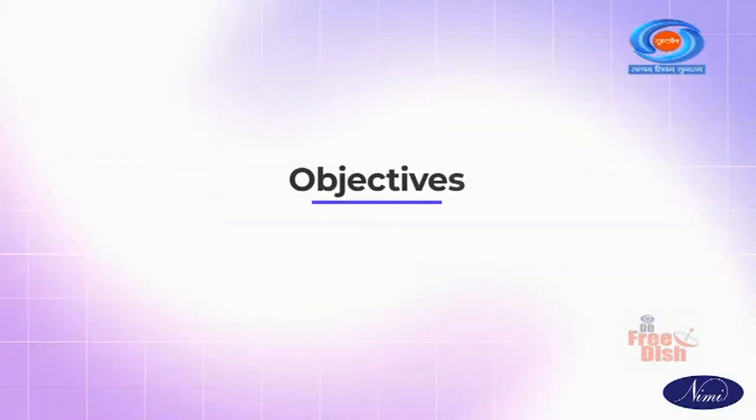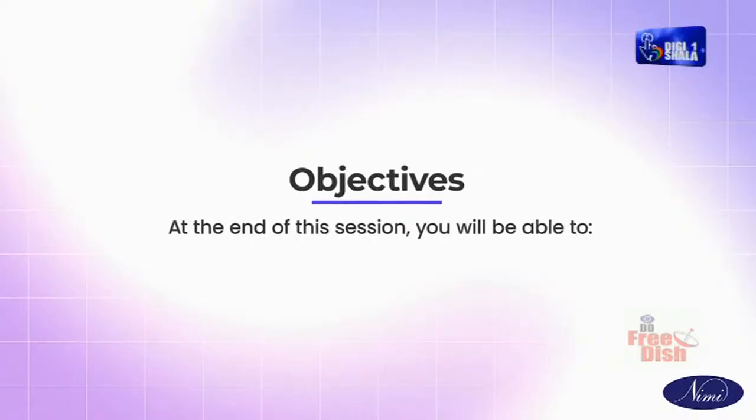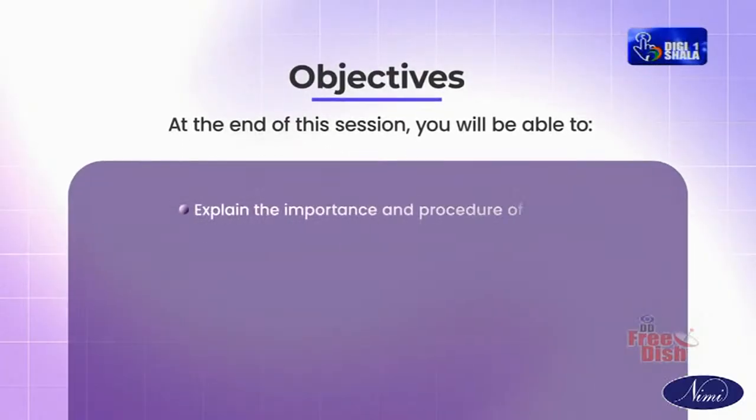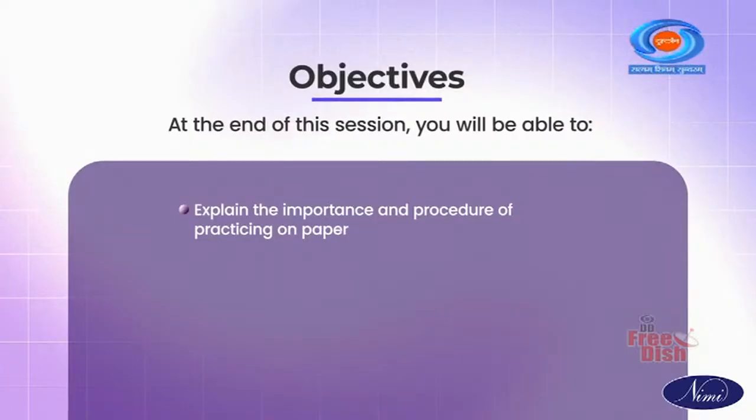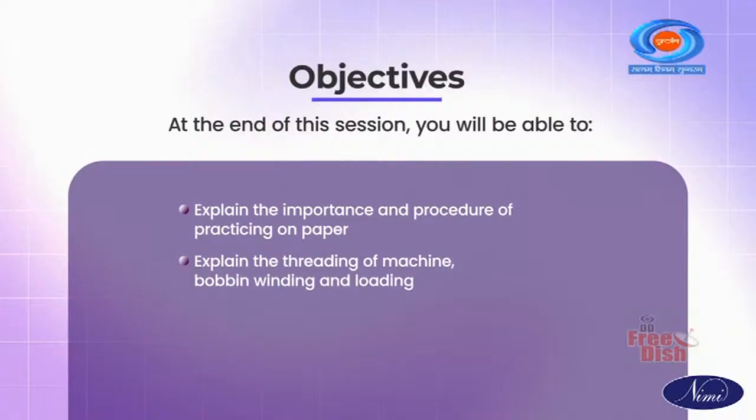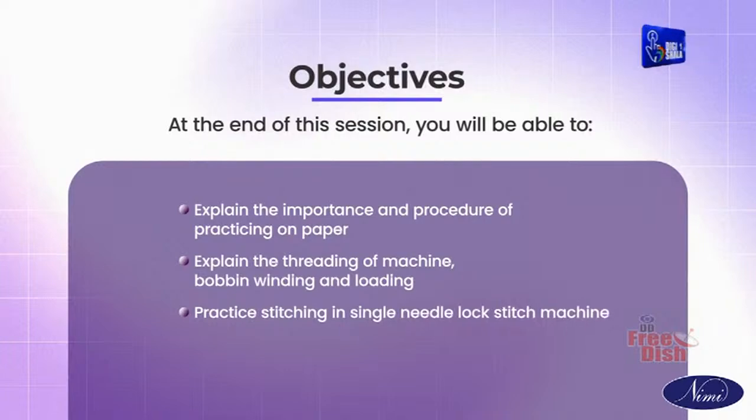Let us look at the objectives of this session. At the end of this session, you will be able to explain the importance and procedure of practicing on paper. Explain the threading of machine, bobbin winding and loading. Practice stitching in single needle lock stitch machine.